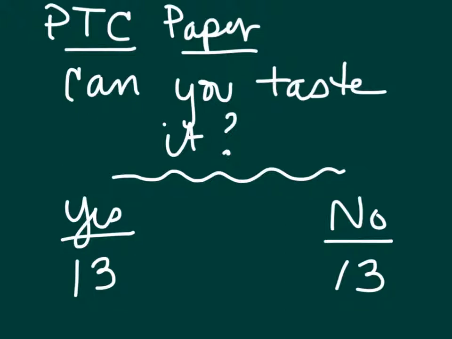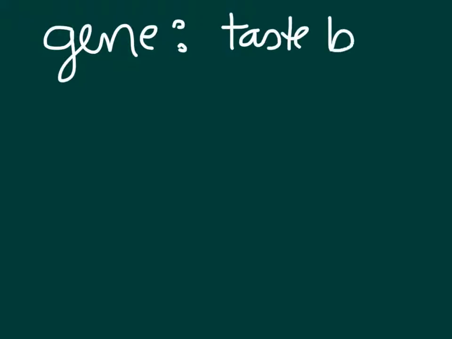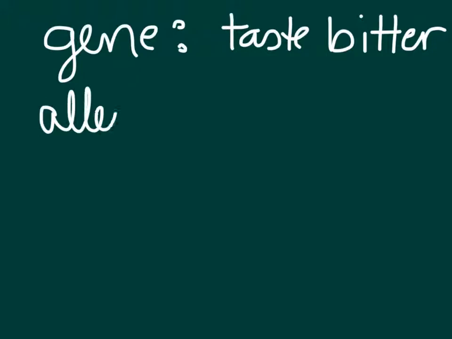You'll notice then for the PTC paper, there are two alleles. So the gene here is, can you taste bitter things? The allele is, what two alleles are there possible here? Your choices are yes or no.